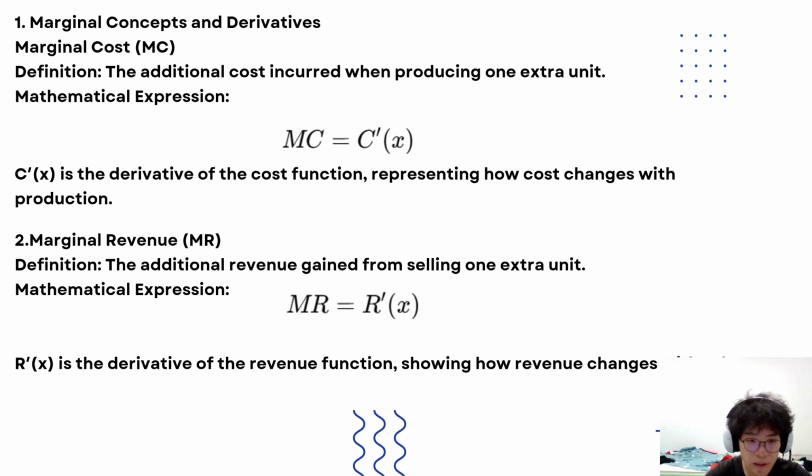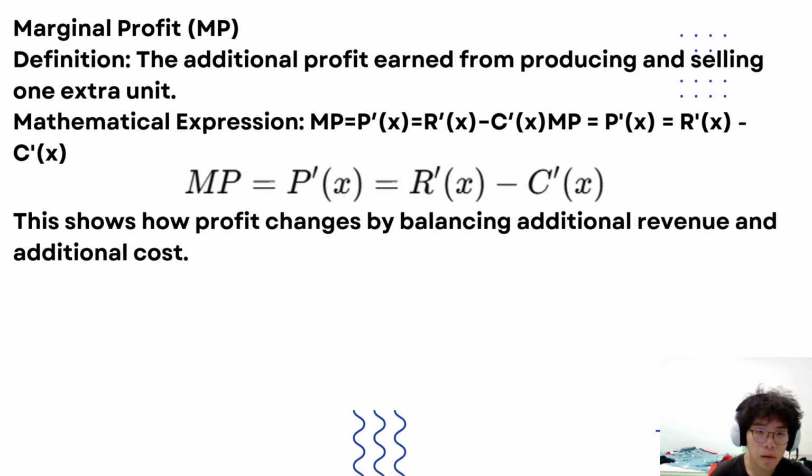R'(x) is the derivative of the revenue function, showing how revenue changes with sales. And then for the marginal profit, similarly, it's the derivative of the profit function, and it equals R'(x) minus C'(x). This shows how profit changes by balancing additional revenue and additional cost.